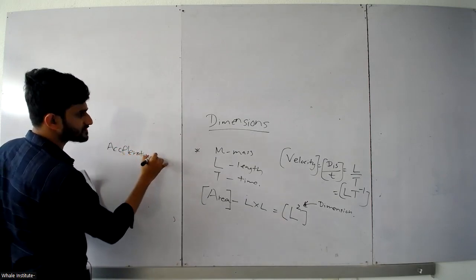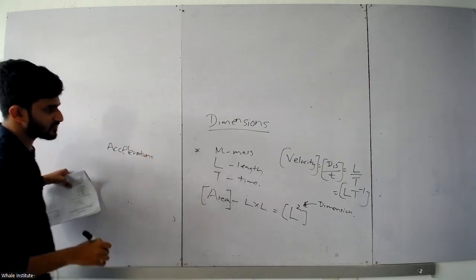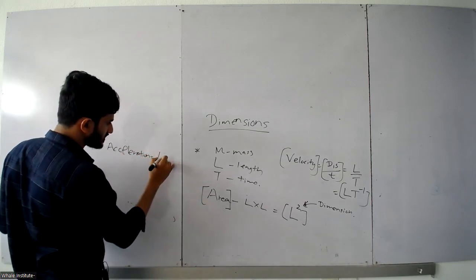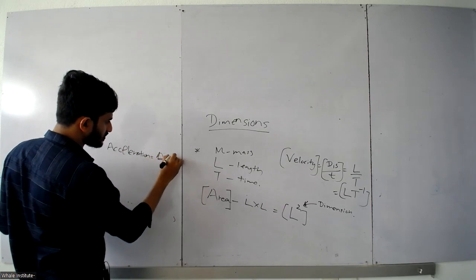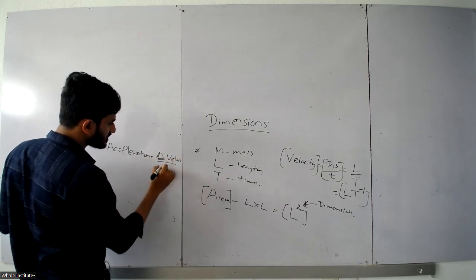For acceleration, the dimensions: we know it is the rate of change of velocity. So we know the dimensions of velocity. Rate of change of velocity, delta velocity over delta time.